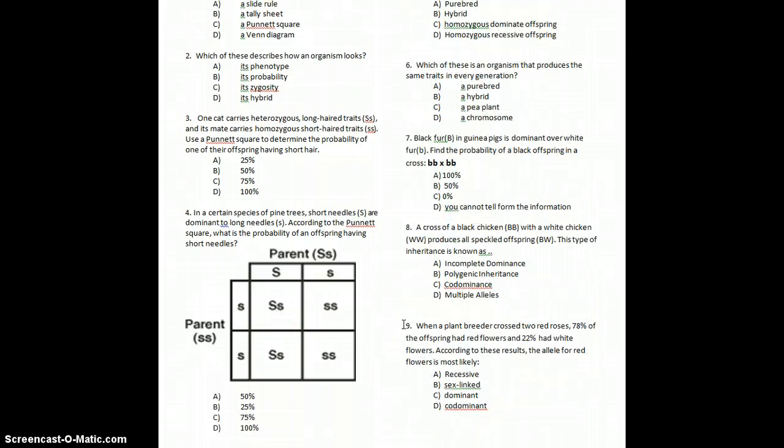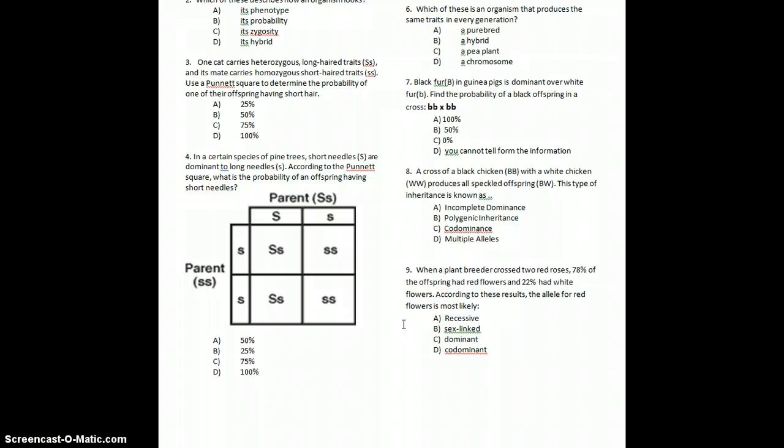Number 4. In a certain species of pine trees, short needles, capital S, are dominant to long needles, lowercase s. According to the Punnett square, what is the probability of an offspring having short needles? Is it A, 50%, B, 25%, C, 75%, or is it D, 100%?